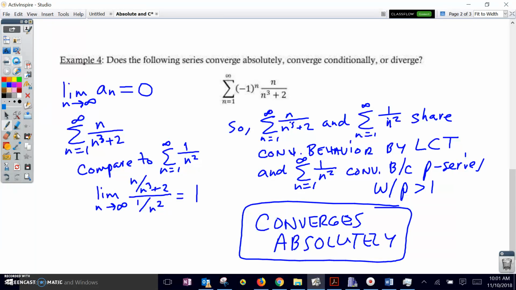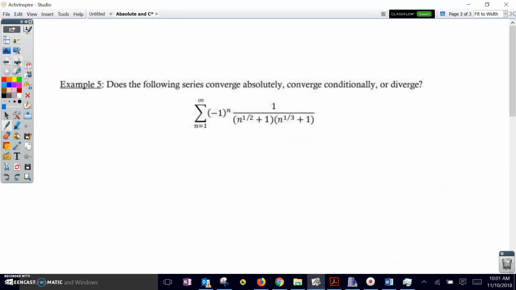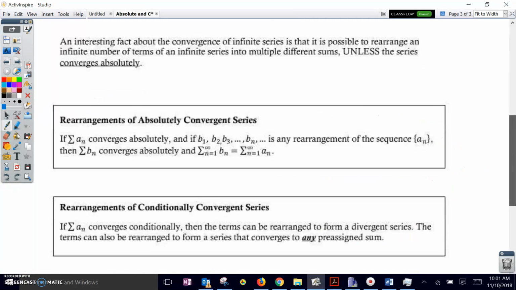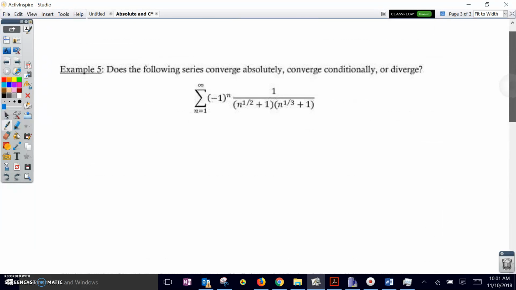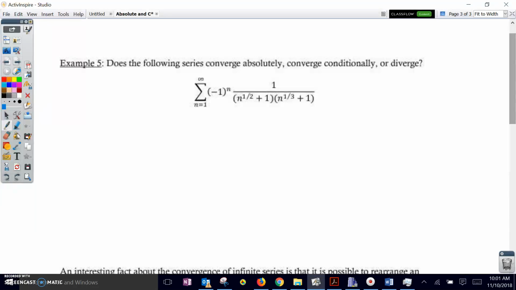All right, and on to the next page. Example 5. All right. Sorry, I just had to check. I forgot if there were 5 or 6 examples on this lesson. Example 5. Does the following series converge absolutely, converge conditionally, or diverge? We try out the nth term test, the limit as n goes to infinity of a sub n.